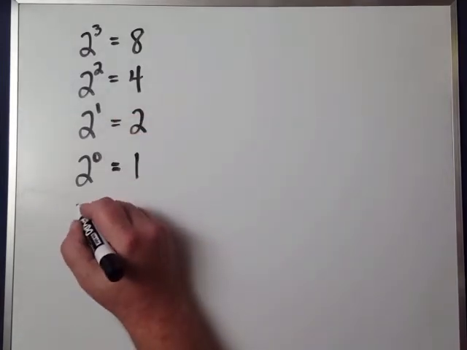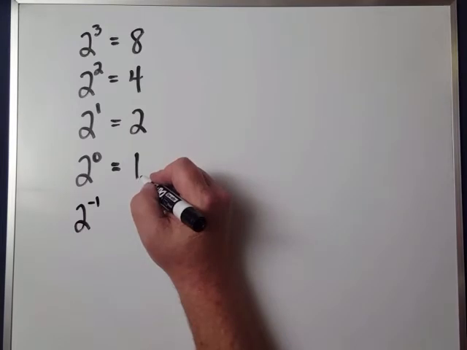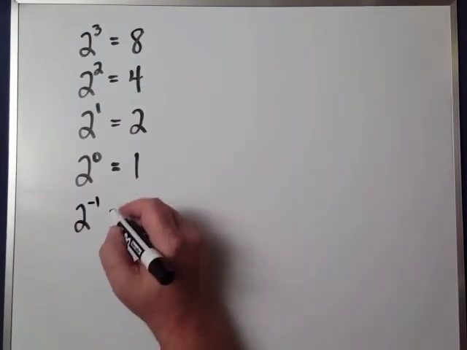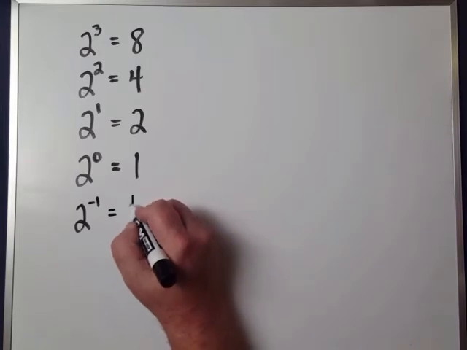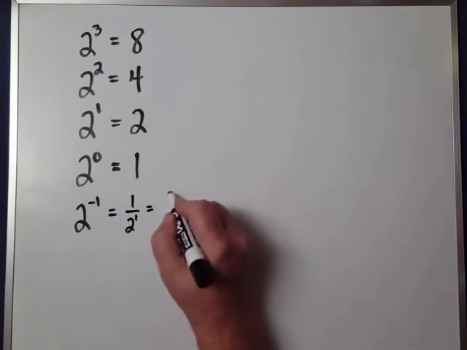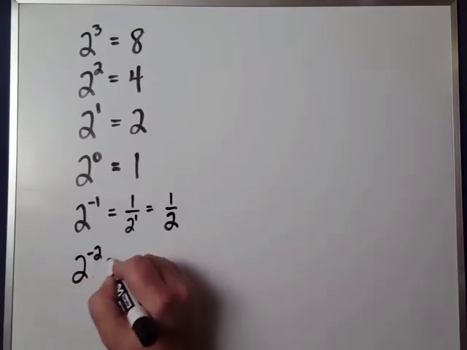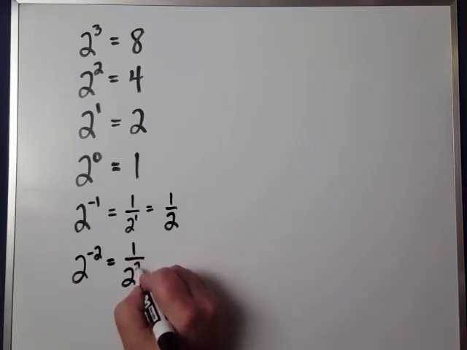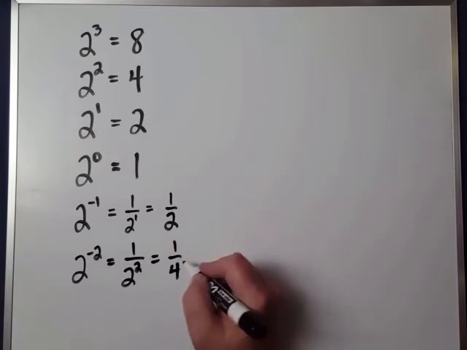Let's keep going. 2 raised to the negative 1. Well, cut this answer in half again. Half of 1 is a half. Does that make sense? Well, a negative exponent means take the reciprocal. This is 1 over 2 to the first power, which is 1/2. 2 raised to the negative 2 would be 1 over 2 to the positive 2, 1/4, which is half again. So yeah, this makes sense.